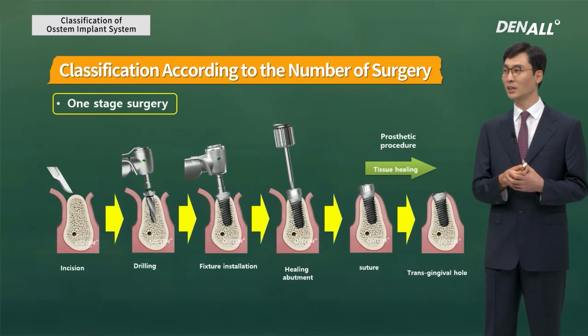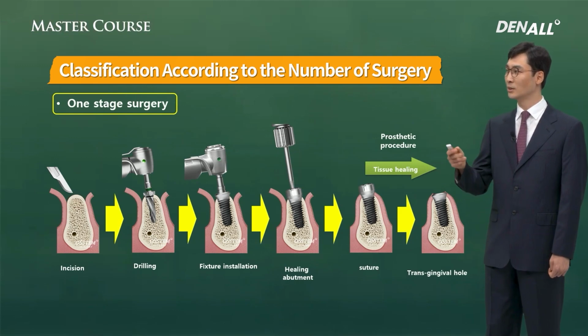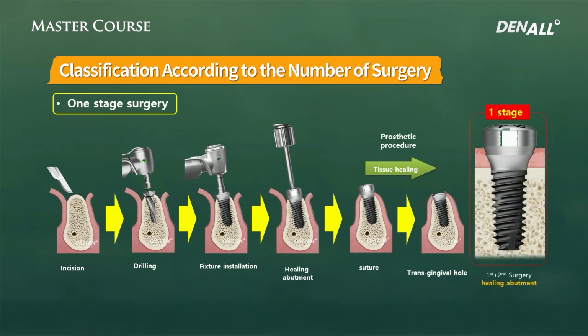For the non-submerged type implant, the first and second surgeries are done simultaneously. An implant is placed and a healing abutment is connected, all in one stage like this. In fact, now, whether it is the submerged type or the non-submerged type, most surgeries are done like one-stage surgery. The first and second surgeries are done simultaneously, even for the submerged type.